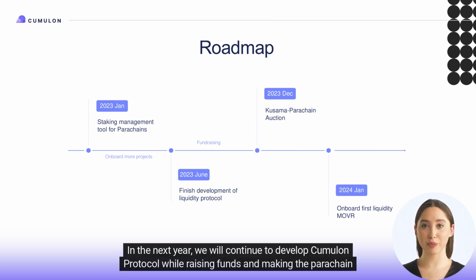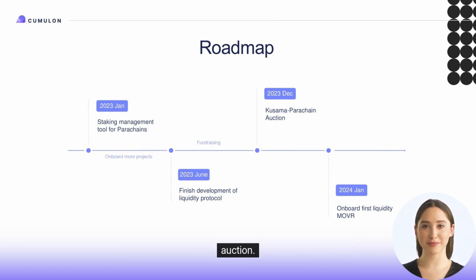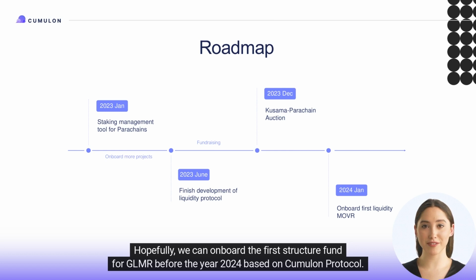In the next year, we will continue to develop Cumulon Protocol while raising funds and making the parachain auction. Hopefully, we can onboard the first structured fund for GLMR before the year 2024 based on Cumulon Protocol.